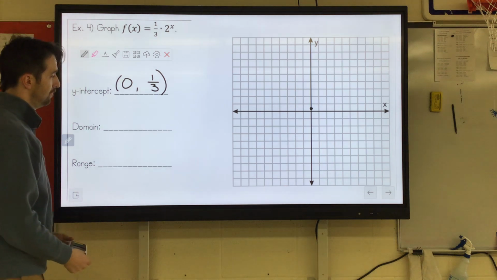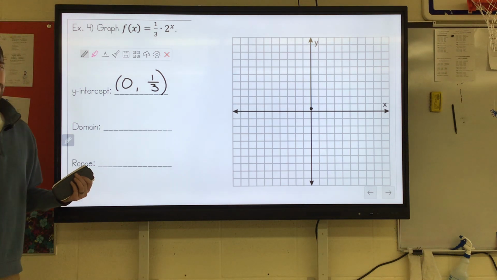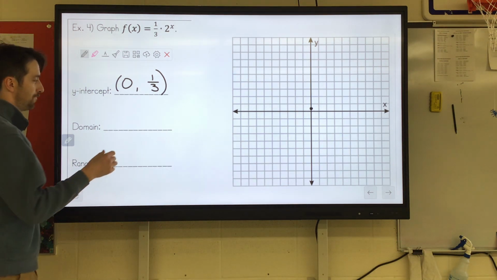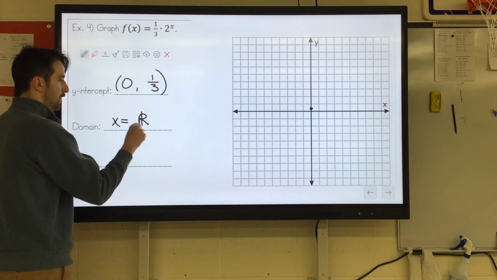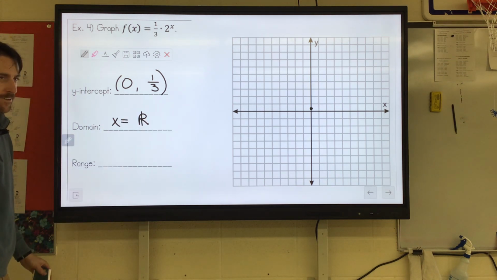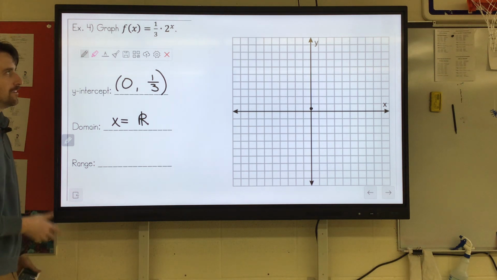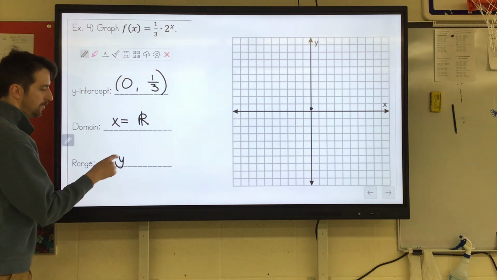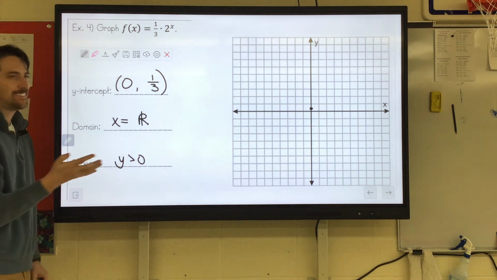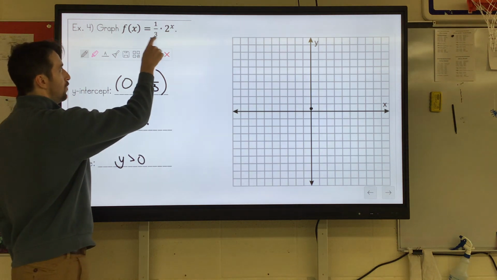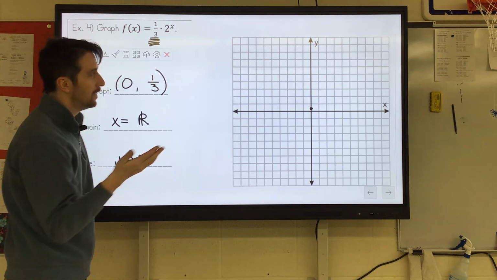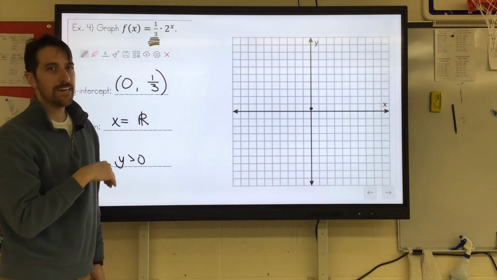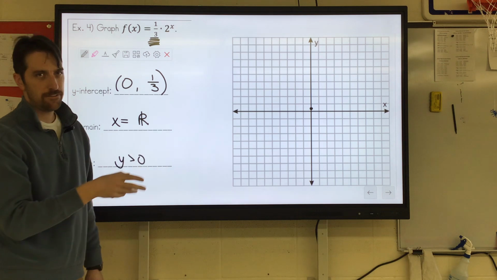Wow, this is going to be pretty wild. We already know the domain's going to be all real numbers. So we can say x equals, and then the R with the line down it, all real numbers. And the y is going to be greater than 0. The only way it would be less than 0 is if the number in front, the y-intercept essentially, if that number was a negative number, that would reflect everything.